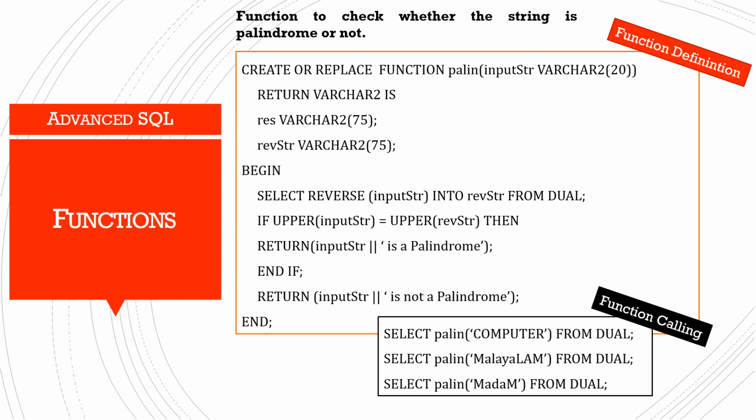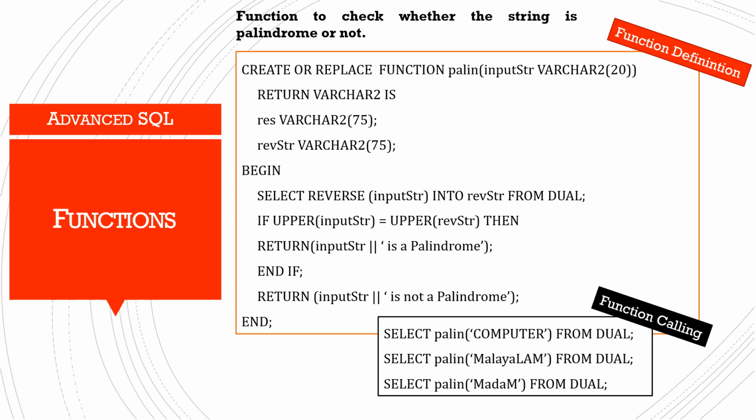So we have to find the reverse of the inputted string. We are going to write a function. The function name is palin. We are passing the parameter input_string to the palin function, and the return type is varchar2. We are declaring two variables, result and reverse_string. In the begin section, we are selecting the reverse of input_string into the variable rebstr from dual.